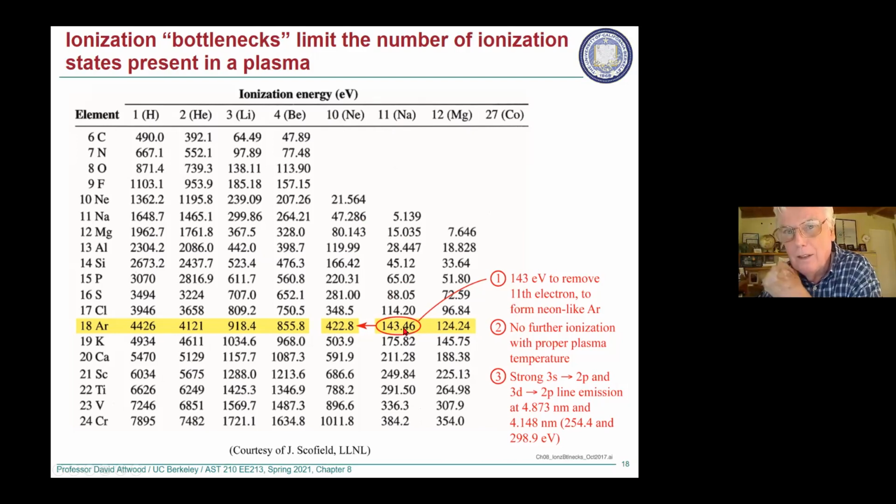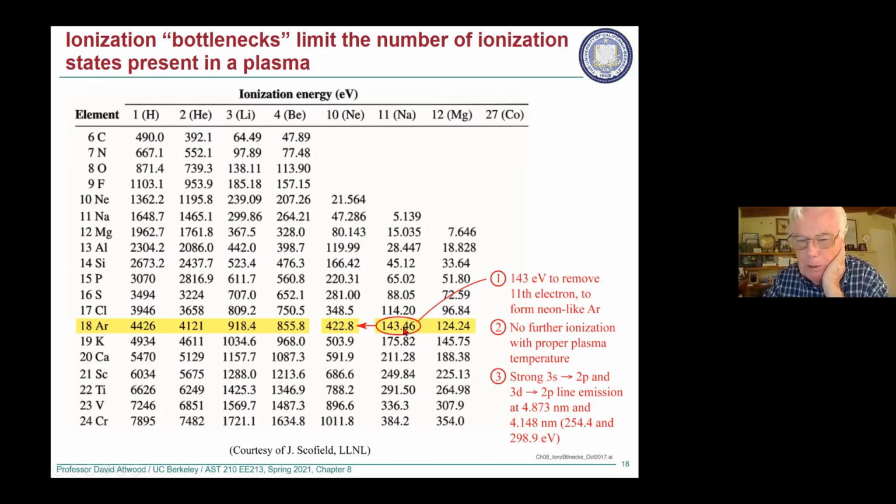100 and something eV. But after removing the 11th electron, the one electron that's outside of the closed neon shell, that took 143 eV, but it now left you with a neon-like argon atom. So an argon atom with 10 electrons, closed shell, big jump here in EUV. So this is what we call an ionization bottleneck.